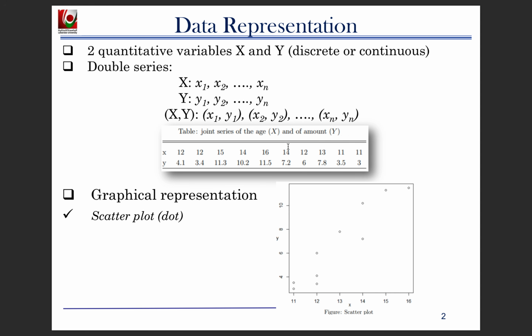I am taking the same example I have. So the first point is 12, 4.1. The second point is 12, 3.4, and I continue with the others. Here we can see that we have a positive relation between x and y: as x increases, y increases. Okay.